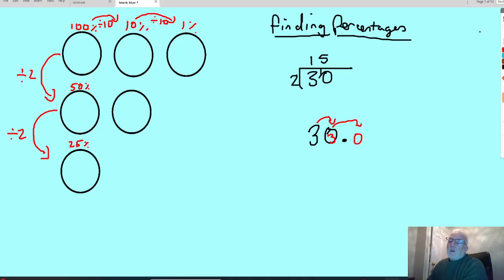Now, mathematically, the numbers move all the time. So if my decimal point is here, and I'm going to divide it by 10, if I put the decimal point in the middle of those 2 digits, I get the same answer, 3.0. So if I started off with 30%, my 10% is going to be 3.